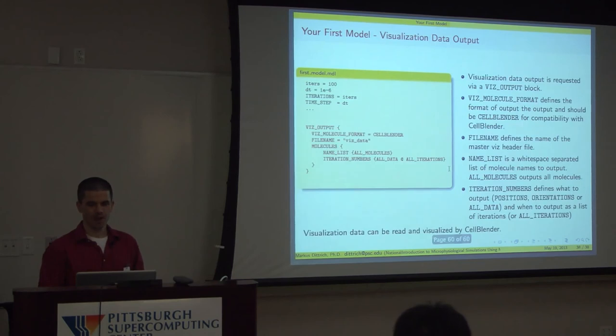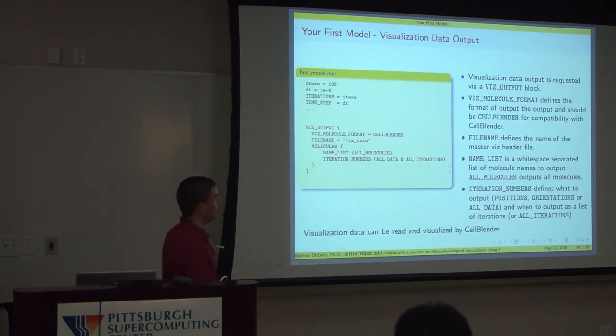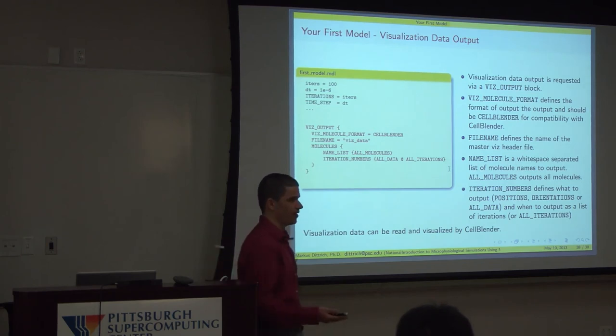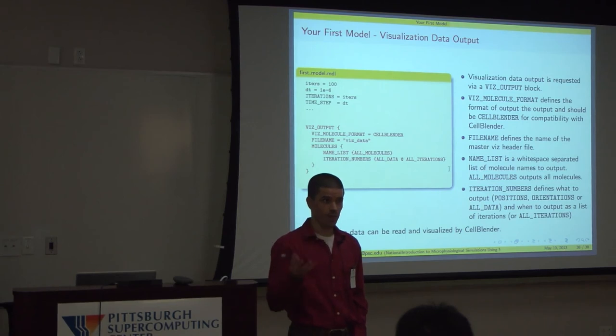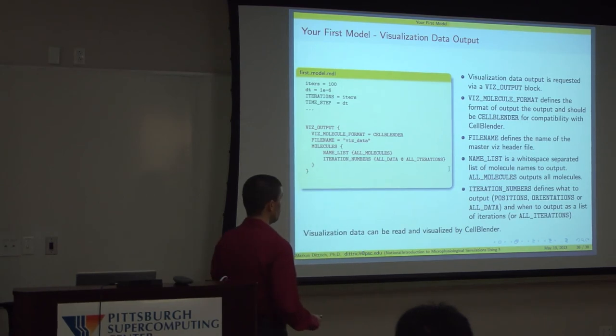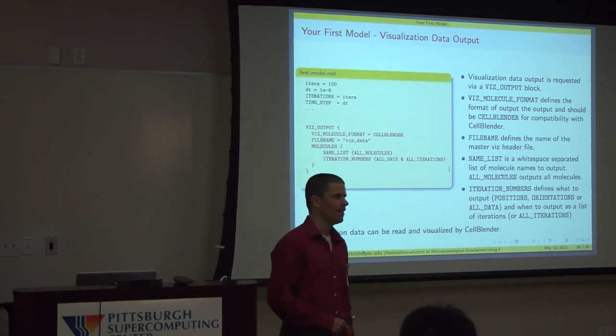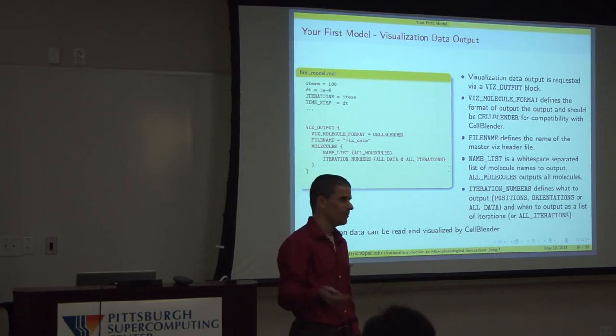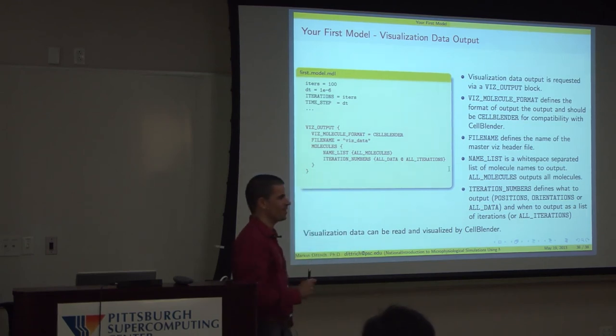and that's nothing profound. And then the same thing is you can define visualization data. It's done with a vis output block. You have to specify a format. So for you, it's probably going to be a format called CellBlender, which is an efficient binary format that CellBlender can easily and quickly read and use. The only other one that might be useful is something called ASCII, which outputs the positions of molecules in an ASCII format, which may be useful if you want to parse it yourself using some script and you want to compute something based on that. So that can be helpful too.